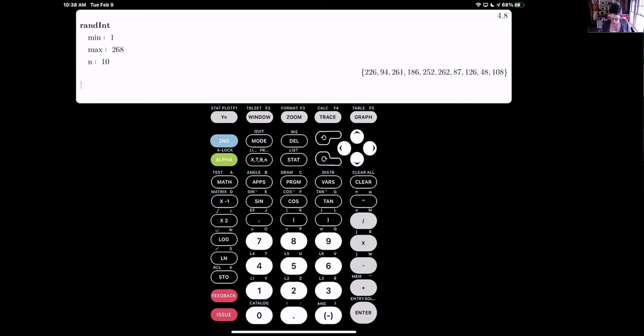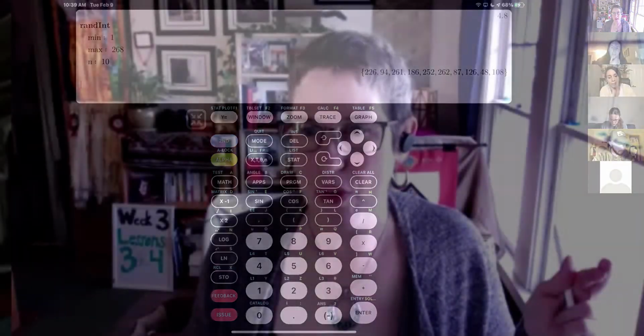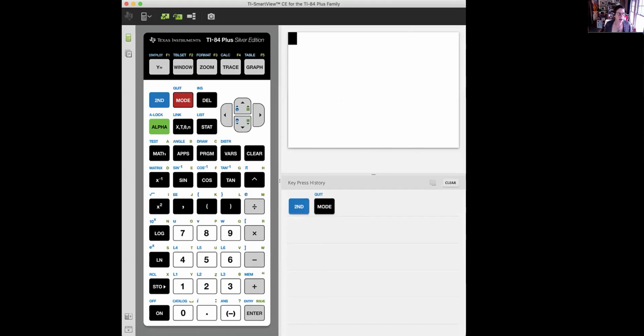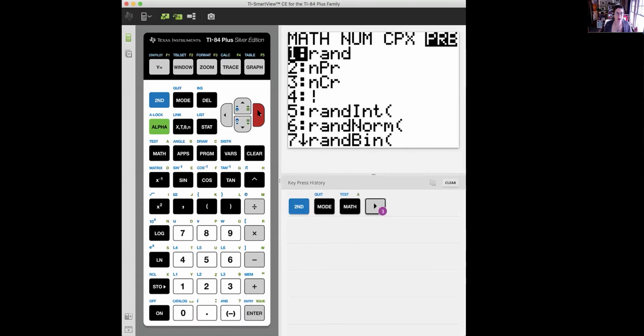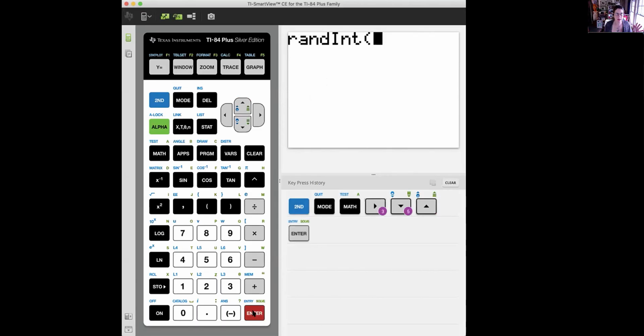So start out with second mode, and that quits everything, or you can press clear. Why does it have the minimum or maximum? Thank you for mentioning that. If you don't have the menu that I got, what we're going to do is, again, math. The order that we put stuff in is the same, or the beginning stuff's the same. Arrow over to probability, arrow down to number 5, and press enter. See, that says random integer, and I apologize, they intentionally made this really low resolution, which is stupid.